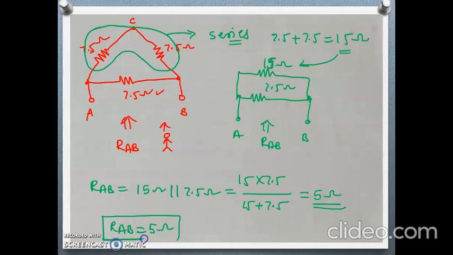Okay, this is the required resistance value. With the help of resistances connected in series, resistances connected in parallel, and the star delta transformation technique, we can reduce the circuit to a single resistor.